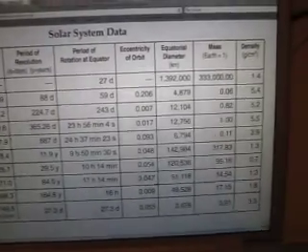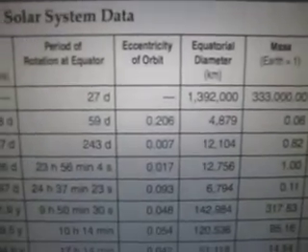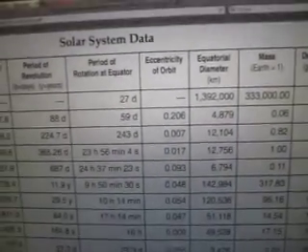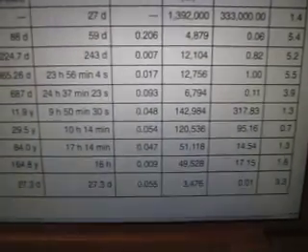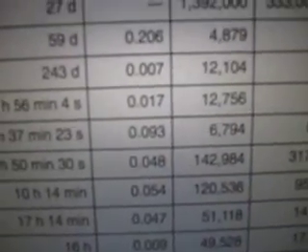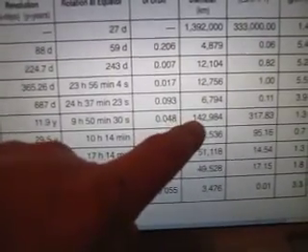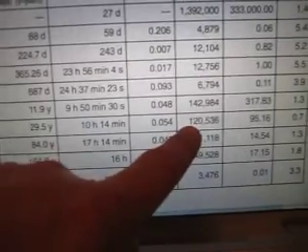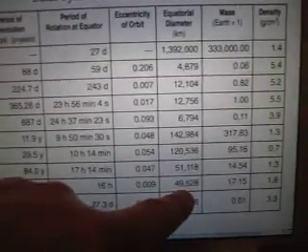Okay, and next column is equatorial diameter. That's just the diameter of the planet, or the star, in this case the sun, at the equator. So for Earth, then, the diameter is, let's see, so here's Earth, and it is 12,756 kilometers. Okay, notice, by the way, that the Jovian planets, Jupiter, Saturn, Uranus, and Neptune, are much bigger. Their equatorial diameter is much bigger.